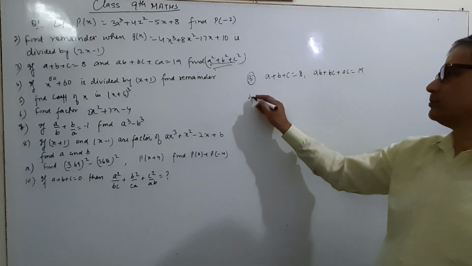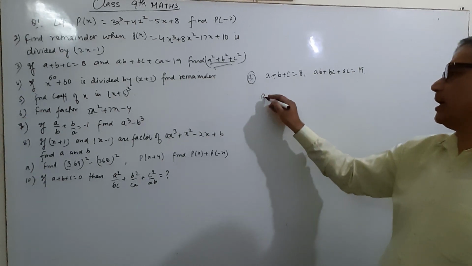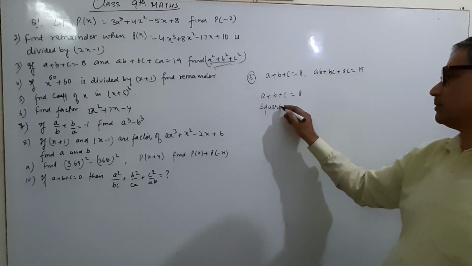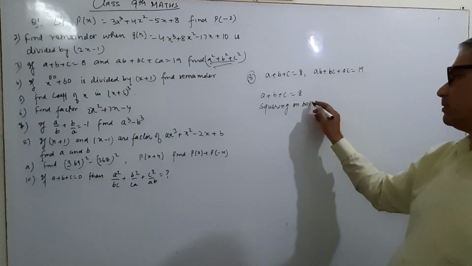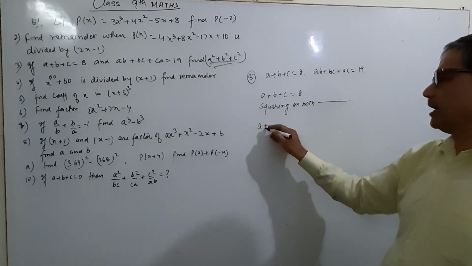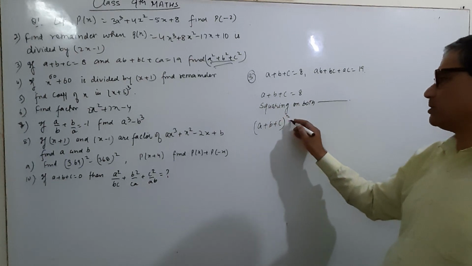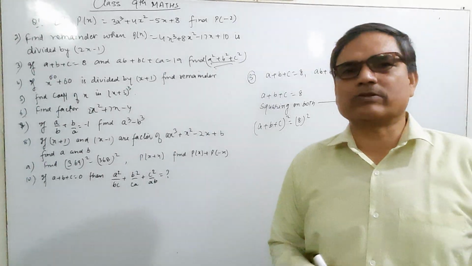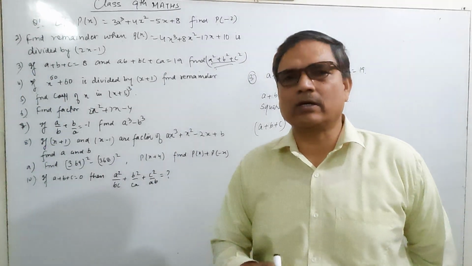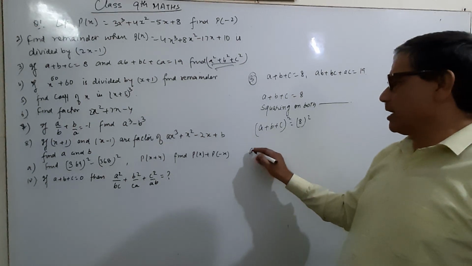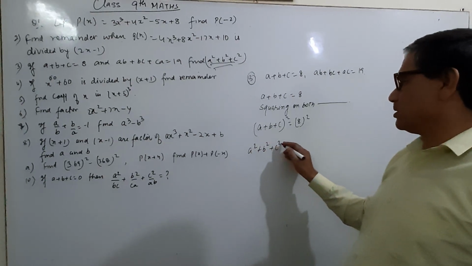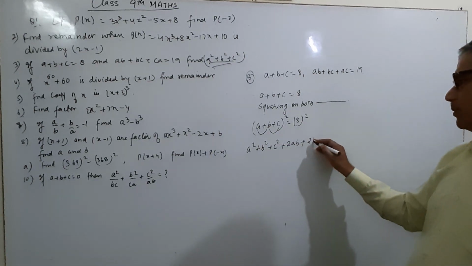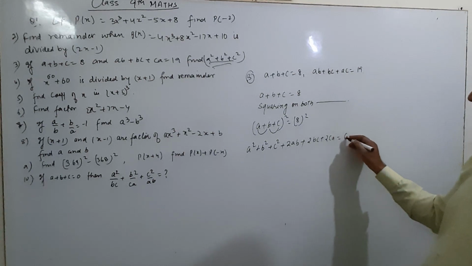We know A plus B plus C is equal to 8. Squaring on both sides. So what is your answer? A plus B plus C whole square is equal to A square plus B square plus C square plus 2AB plus 2BC plus 2CA is equal to 64.